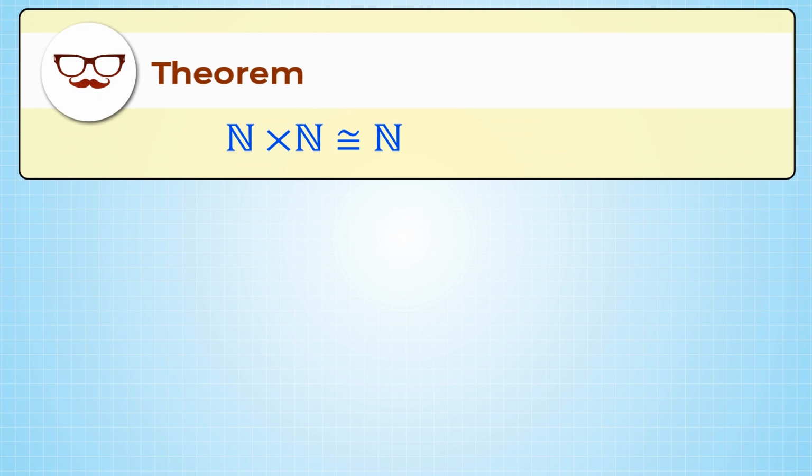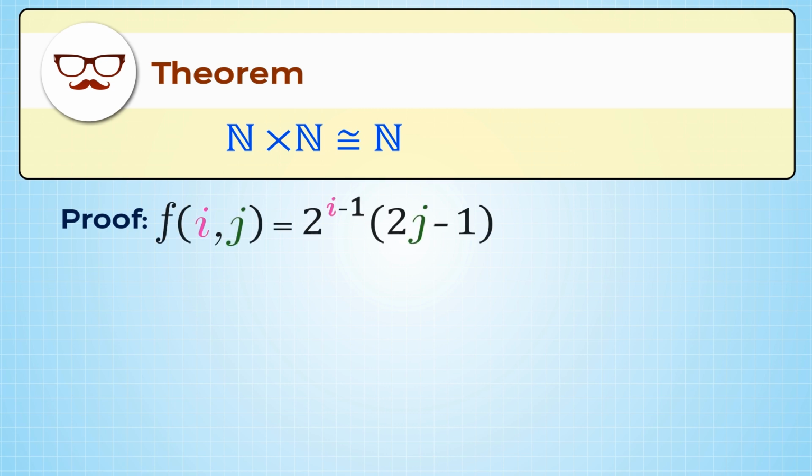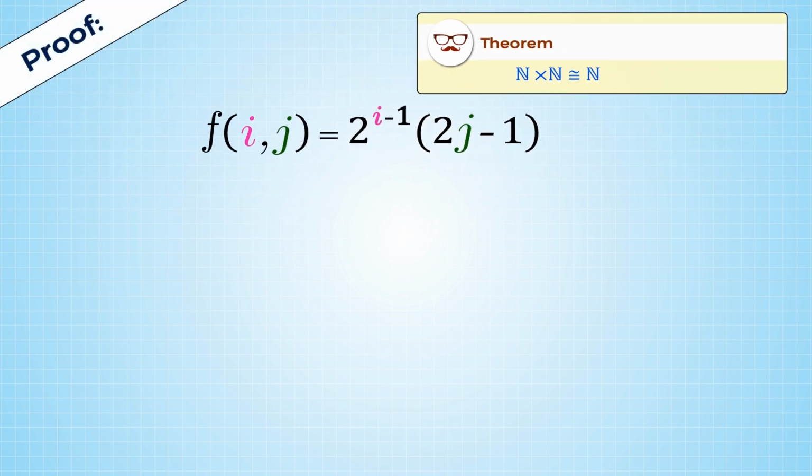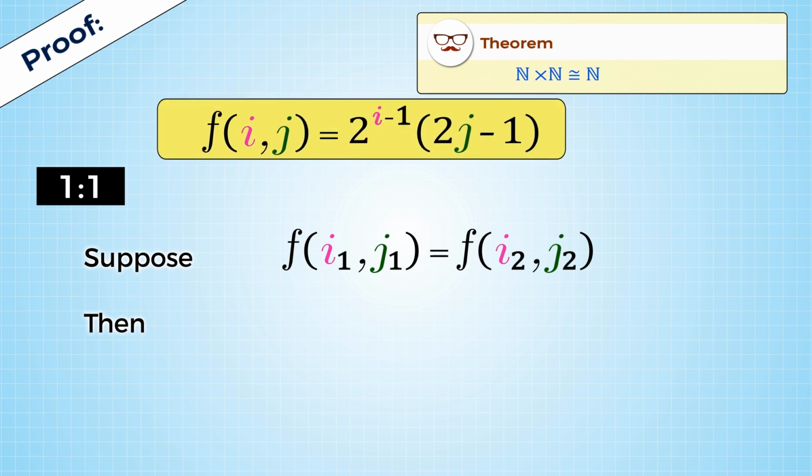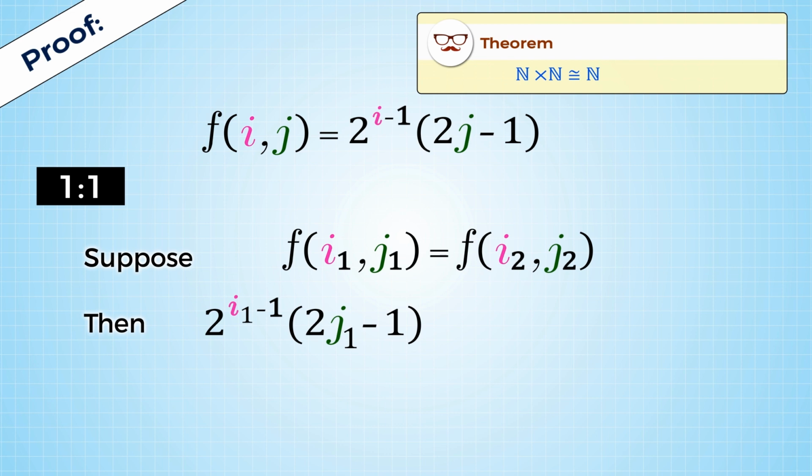Theorem: N cross N is equanumerous to N. Proof: consider f(i,j) equals 2^(i-1) times (2j-1). Now we check that this is a bijection. So first let's check that this function is 1 to 1. Suppose f(i1,j1) is equal to f(i2,j2). Then by definition of f, 2^(i1-1) times (2j1-1) is equal to 2^(i2-1) times (2j2-1).